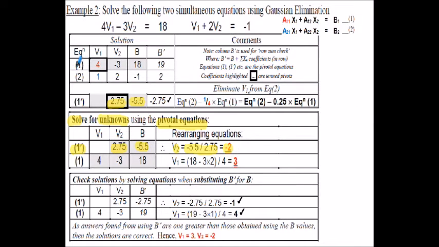And now to find unknown V1, we're going to use the pivotal equation 1, repeated here, and that's 4V1 minus 3V2 is equal to 18. Rearranging for V1, that becomes 18 minus 3 multiplied by 2, be careful with the negative sign there, all divided by 4, and that gives a value of 3. So we found that V1 is equal to 3 and V2 is equal to -2.